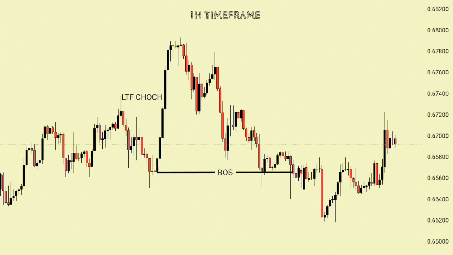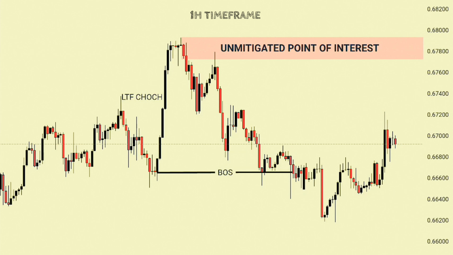We use break of structure to filter false reversals. Change of character gives us the warning, but break of structure gives us confirmation. This helps us align with institutional flow, avoid early entries, and trade in the direction where liquidity is most likely to be delivered.